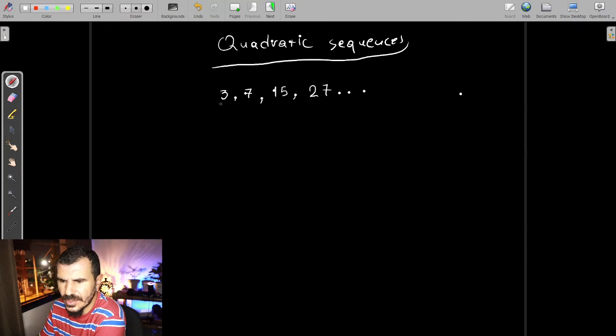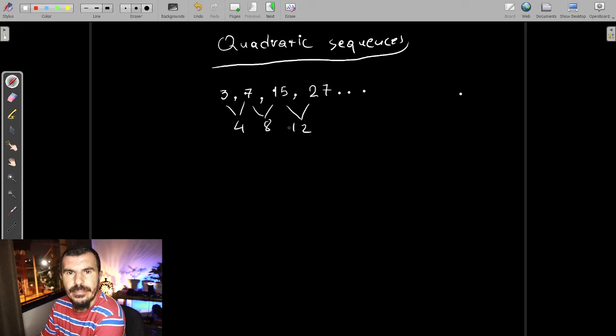Since it's a sequence, what's the difference between the numbers? Let me check here: 4, 8, 12, and I see that the difference is not constant. So basically I say, oh, problem, this is not a linear sequence. But wait, let me check the difference between these numbers: 4, 4. Because I have two levels of differences, I understand that I have a quadratic sequence.